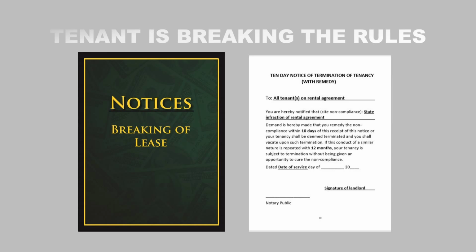And if they do not cure it, then we can go forward into the eviction process. Now, in some states, if the similar nature is repeated within 12 months, you will not have to serve the notice. You can go right to the eviction process. So that's the second eviction notice.